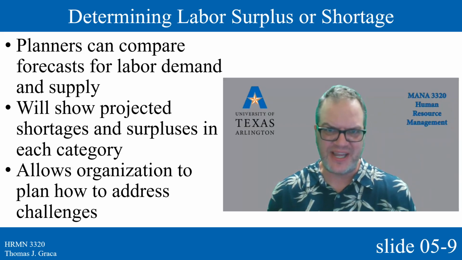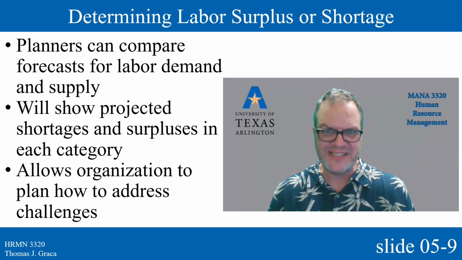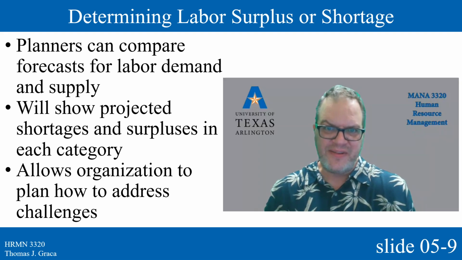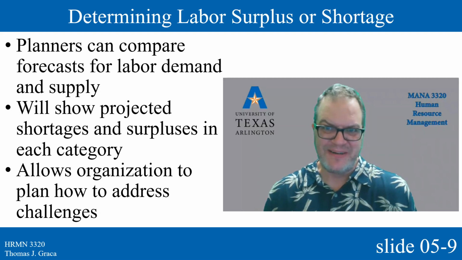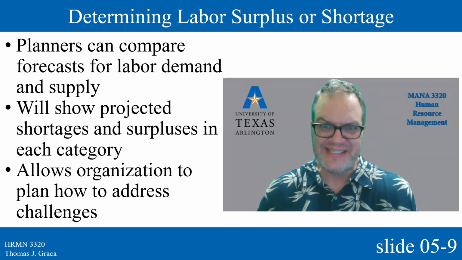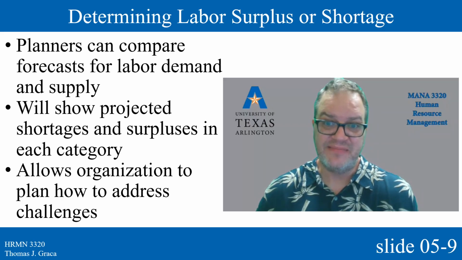So we're not just interested in the abstract, what's the demand, what's the supply. In each of the particular categories, if demand is bigger than supply, that means I have a shortage. How big is the shortage? Demand minus supply. If the supply is bigger than the demand, that means I have a surplus. How big is the surplus? Supply minus demand equals surplus. That's it.